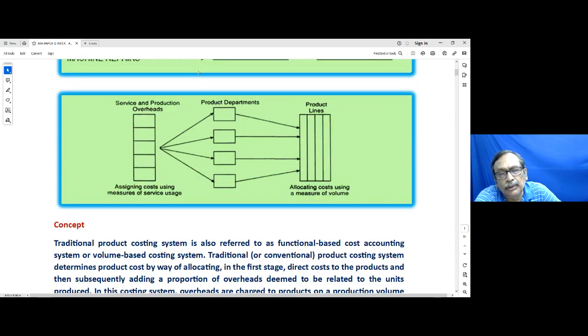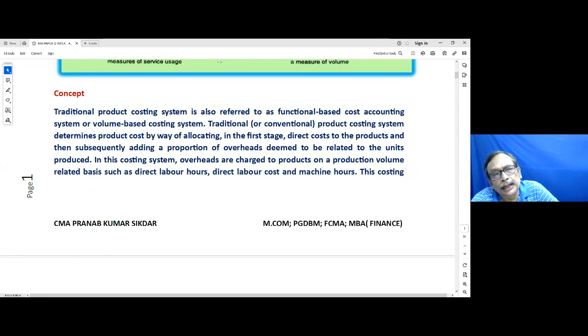Now let us come to the concept. The traditional product costing system is also referred to as the functional based cost accounting system or volume based costing system. So basically traditional cost accounting or product costing, also known as functional based or volume based cost accounting, allocates the overhead to the various products on the basis of either machine hours, labor hours, or direct labor cost, and so on.